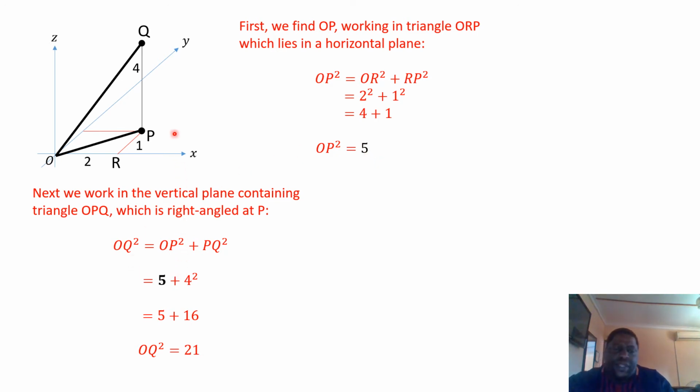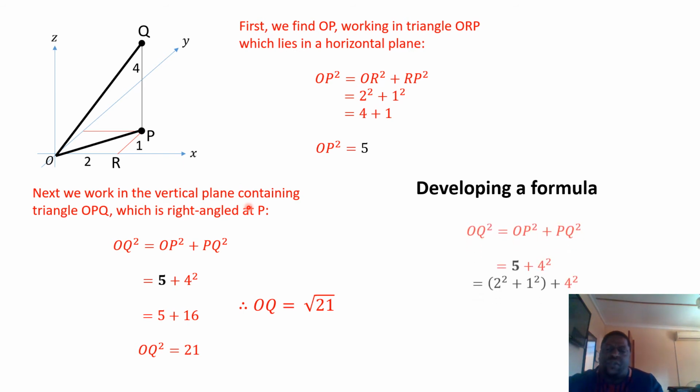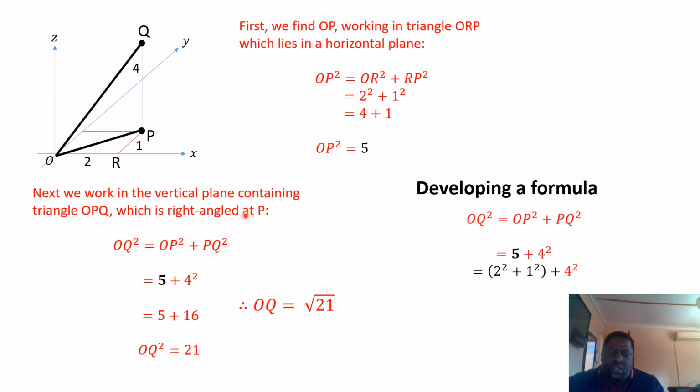Now I want to find the other distance from P to Q. Well, P to Q is nothing but 4. So it's 5 plus 4 squared, which is 21. So O to Q will be the square root of 21. But again, you don't have to worry too much about developing a formula. You just have to say that you look at every component and you square it.